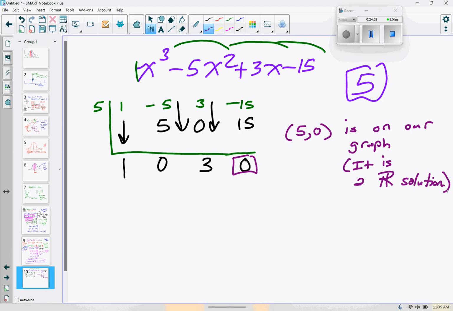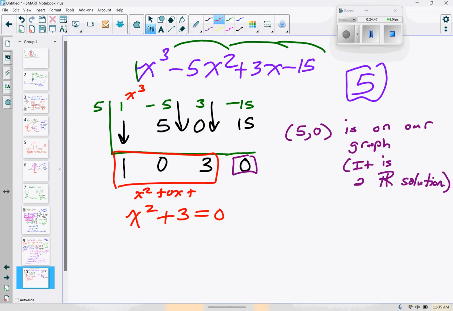Okay? So if you had this type of thing, this would have started out as x to the third. Agree? So this right here would actually be x to the second plus 3 equals 0. Where is the x term? It's gone. It's 0x. I mean, technically, I could have had this, and then I just eliminate it. So then, solve this.